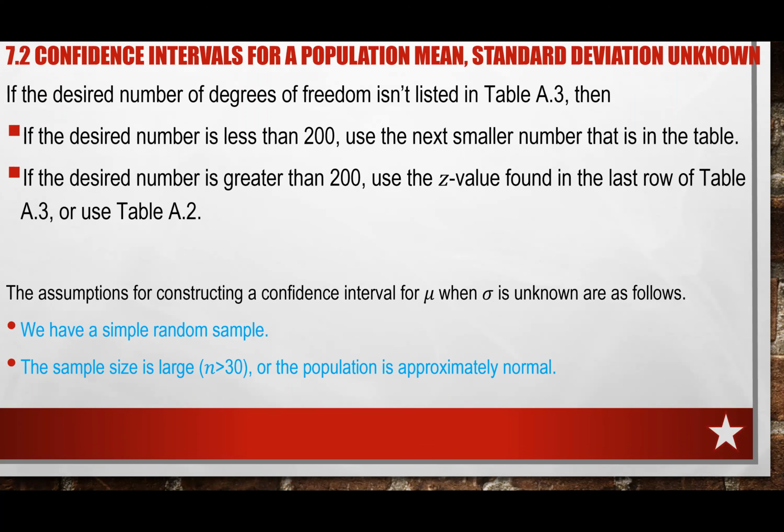So looking at this, the assumptions we have from this chapter 7.2 are the same as the previous chapter, which is, again, your items have to be random and your data has to be bigger than 30. If it's not bigger than 30, then it has to be approximately normal. Okay, so again, it's just one of the assumptions that we have to take.